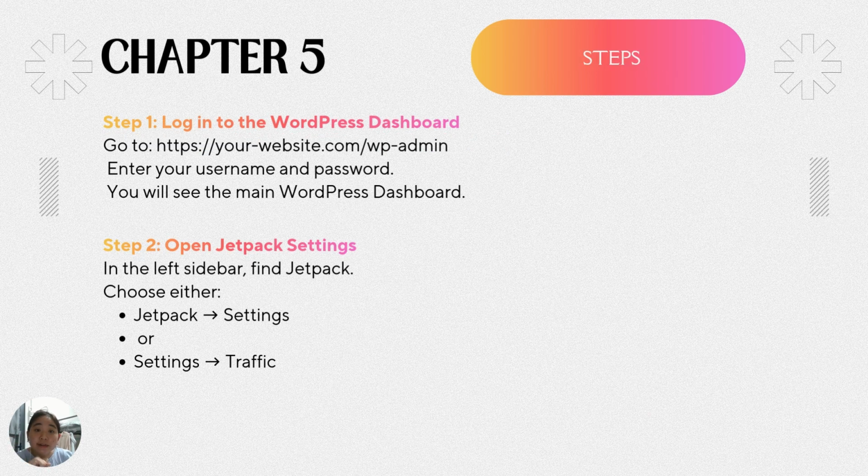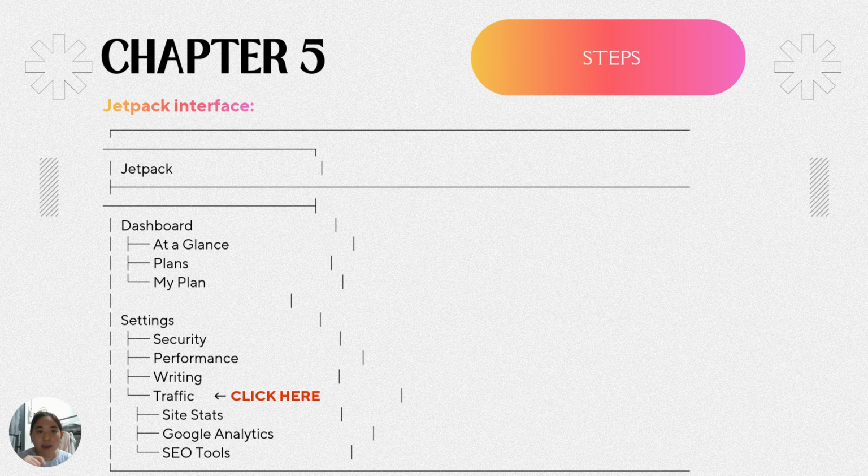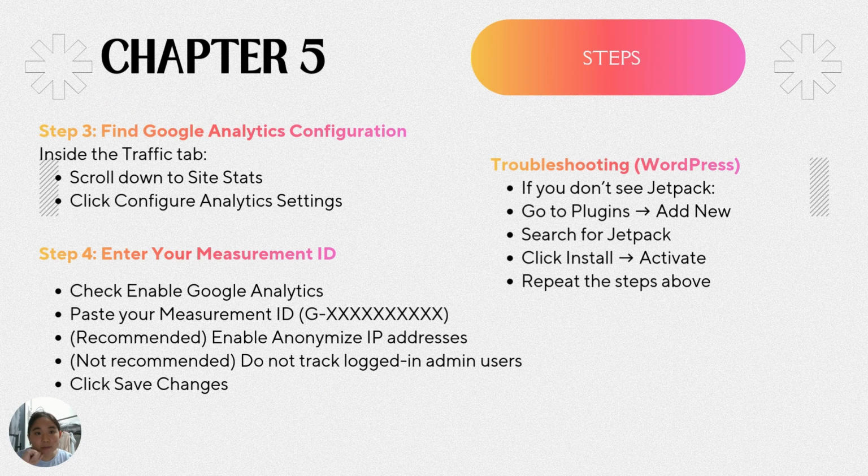So here are the steps to do that. Step 1, log in to the WordPress dashboard. Go to this link you can see on the screen and enter your username and password, and you will see the main WordPress dashboard. Step 2, open the Jetpack settings in the left sidebar. Find Jetpack and choose either Jetpack settings or Settings, Traffic. I will show it here. You can click here. Step 3 is to find the Google Analytics configuration.